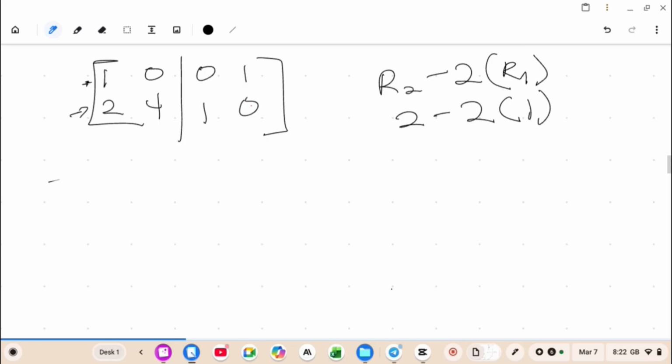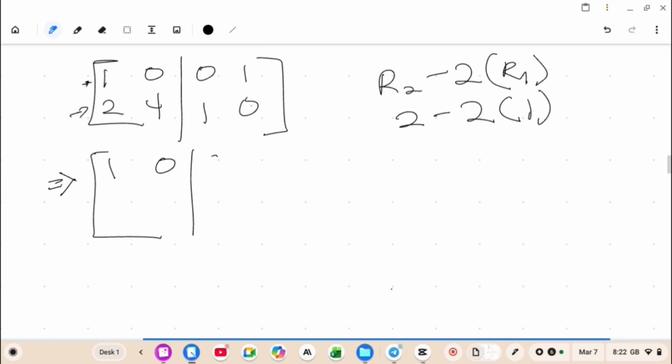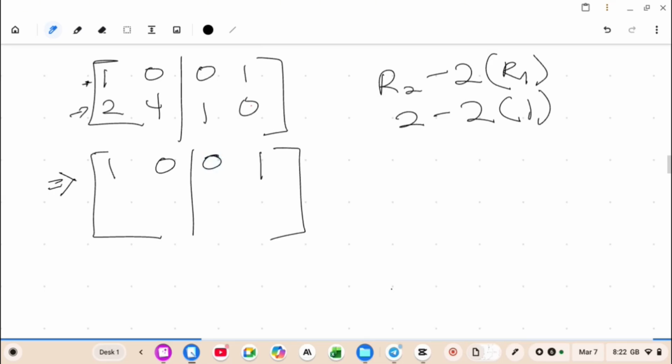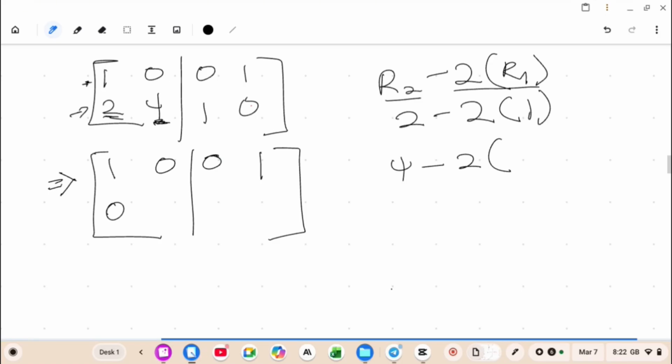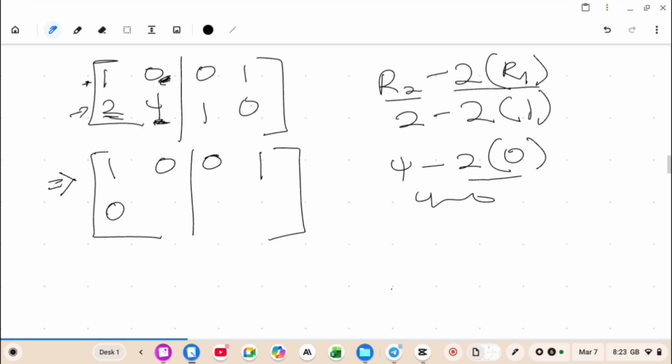So we have 1, 0. We are working on the row 2, so we don't touch the row 1. 0, 1. And then if we work on these, we had 0 here. So what you're going to do next is to work on this 4. And then the formula says row 2 minus 2 row 1. Now row 2 here is 4. So we say 4 minus 2. What's our row 1? Row 1 here is 0. You know 2 multiplying 0 is 0. So 4 minus 0 is 4. So we have our 4 here.